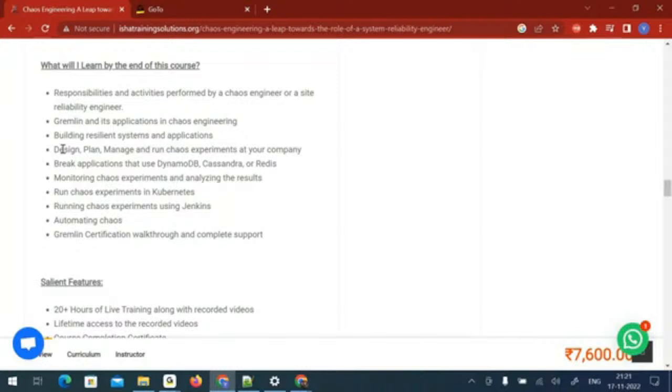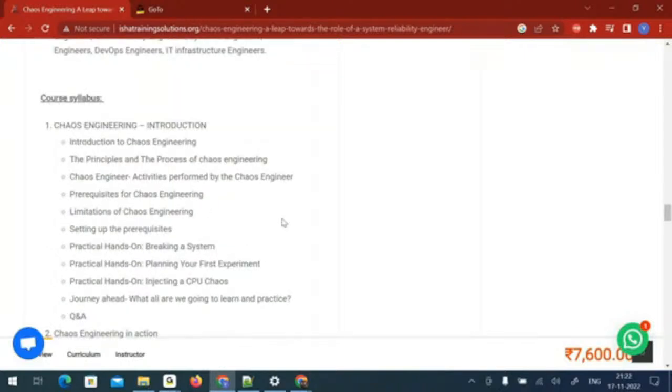So if you want to go to the SRE path, you should have at least good knowledge in one of the languages, some Python or some backend languages and a front end language, along with chaos engineering. That's why this title, a leap towards the role of a system reliability engineer, because an SRE will surely know chaos engineering. Without that, a person cannot go for reliability engineering. So chaos engineering is a prerequisite to become an SRE.